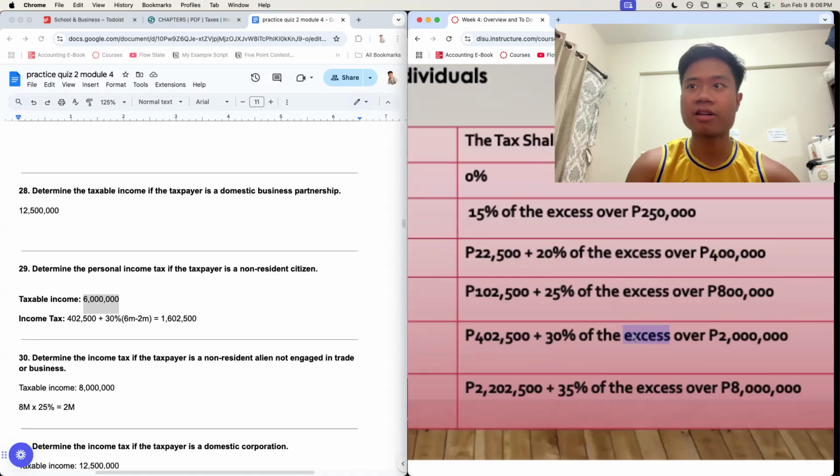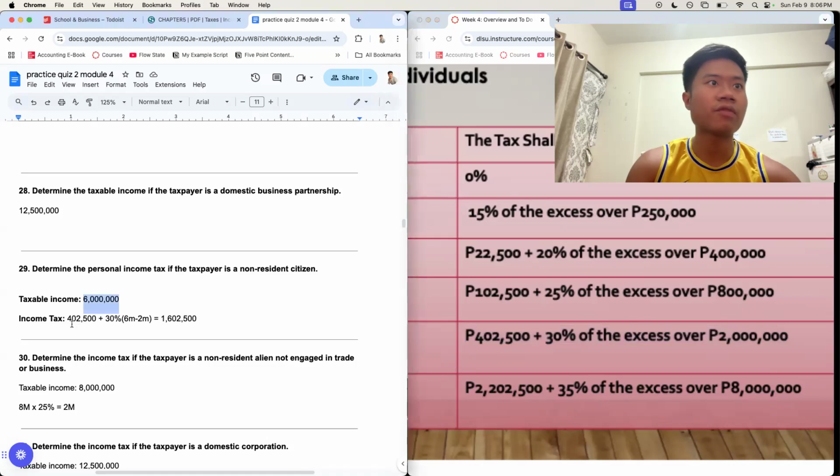The important thing here is excess. We don't 30% 6 million. We 30% the excess of 6 million over 2 million. So first we have 402,500. Self-explanatory, we just have to write that there, no need to worry.